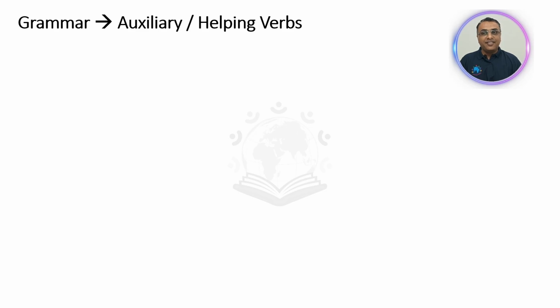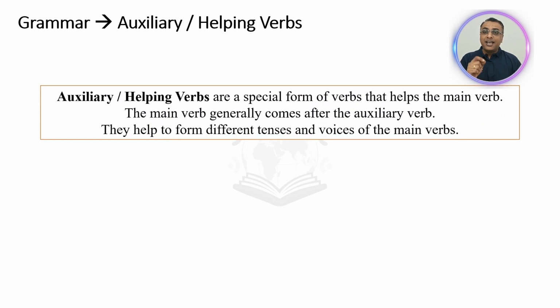First, let's understand the grammar concept called auxiliary verb. They are also known as helping verb. The definition goes something like this. Auxiliary or helping verbs are special form of verbs that help the main verb. The main verb generally comes after the auxiliary verb. Remember this important point. Then, they help to form different tenses and voices of the main verbs. Say tenses, present tense or past tense, or voices, passive voice or active voice.